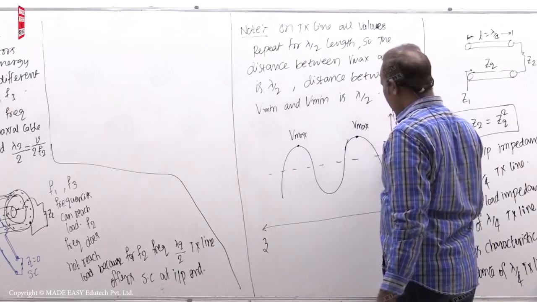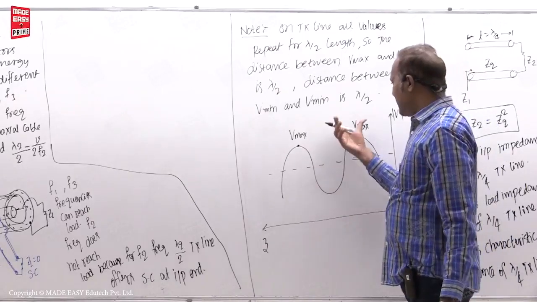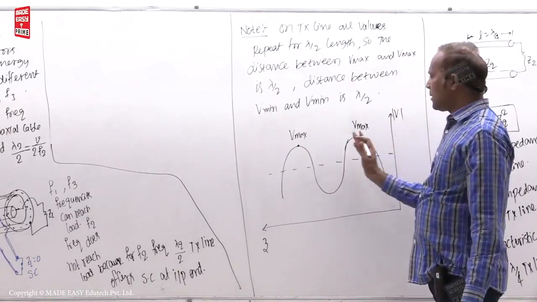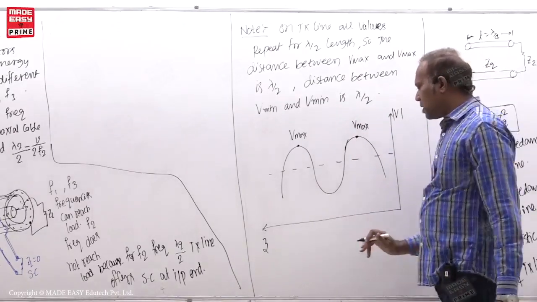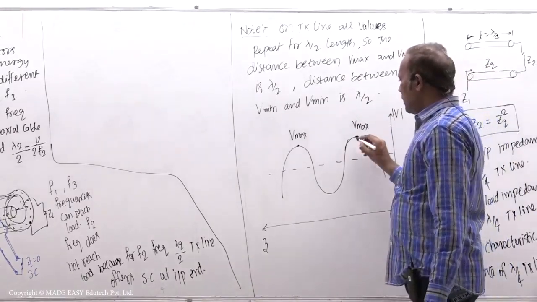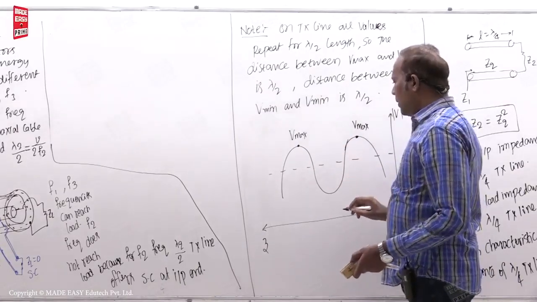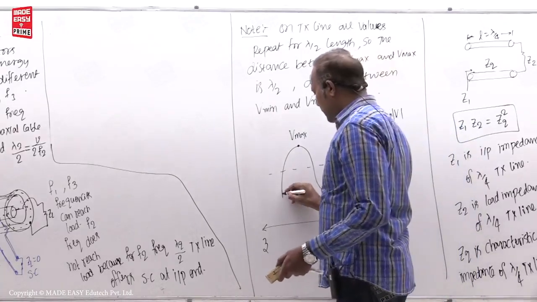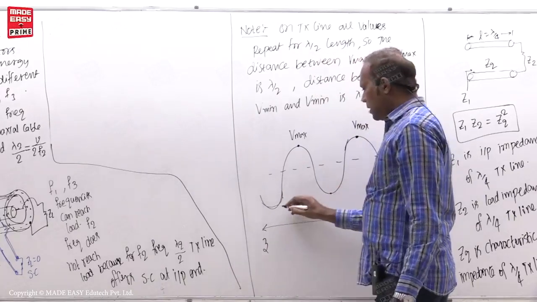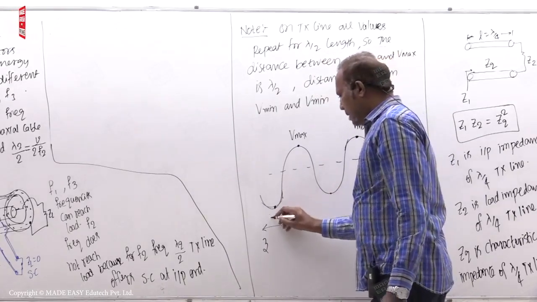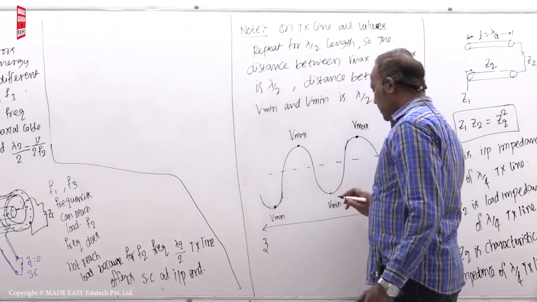Our focus is here, not this one. Actually, I am telling you this is the total voltage waveform if the distance changes on the transmission line. Here you have V maximum and V maximum, and here you have V minimum and V minimum. This is a voltage minimum. This is also a voltage minimum.